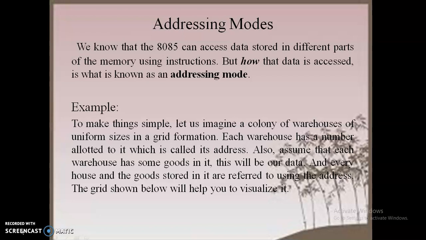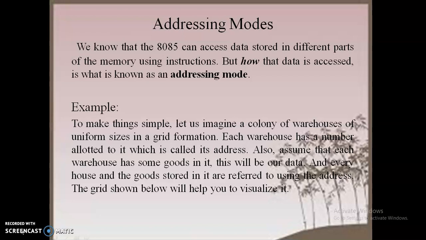For example, to make things simple, let us imagine a colony of warehouses of uniform sizes in a grid formation. Each warehouse has a number allotted to it, which is called its address. For example, if you take your house, you have a house number, an address. If you take a street, in the street there are many houses. Each individual house has its own address.